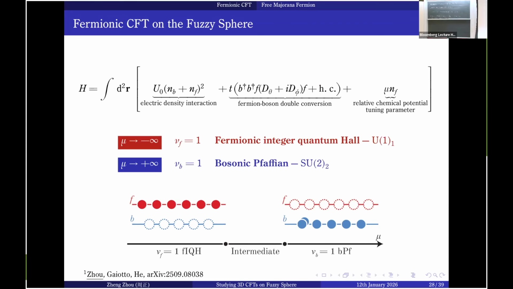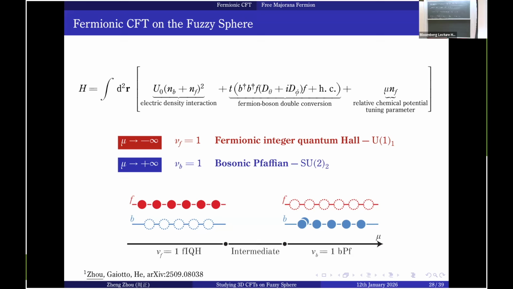Our model again contains an electric density interaction, a conversion between two bosons and two fermions, and a term that favors fermion or favors boson. We set the total filling to be 1. When everything is fermionic, it realizes a fermionic integer quantum Hall state. And when everything is bosonic, when the boson filling is 1, it realizes the so-called bosonic Laughlin state, which is described by an SU(2) level 2 Chern-Simons theory.